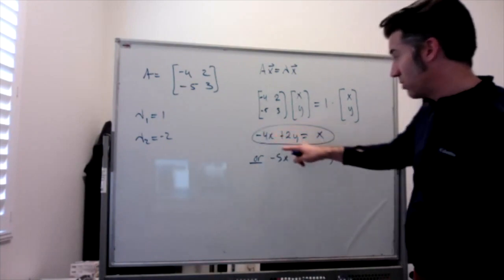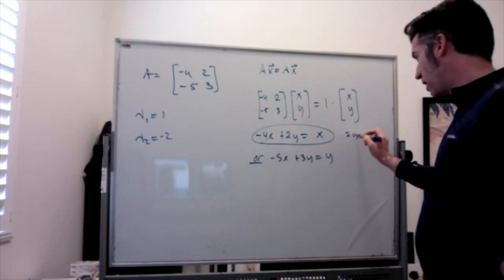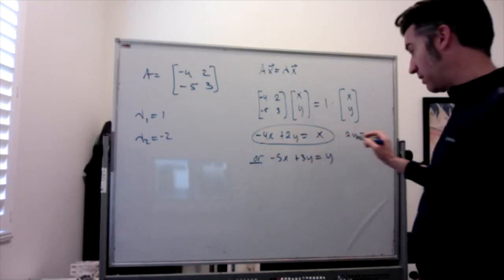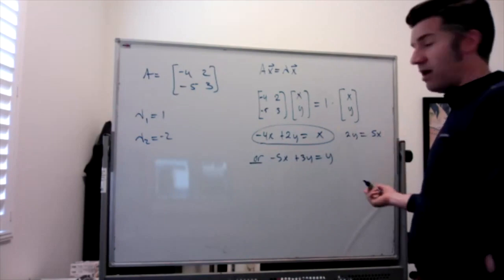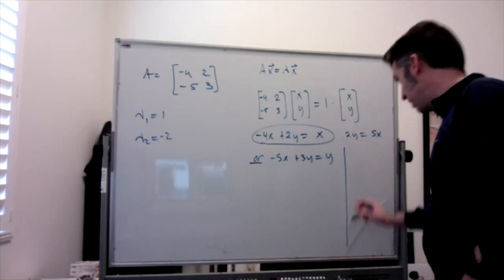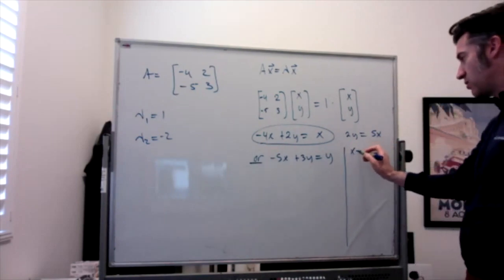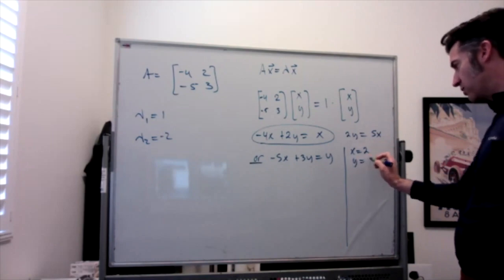So if I solve this one, if I add 4x, I'm going to get 2y equal to 5x. Then for my eigenvector, I'm going to set x equal to 2 and y equal to 5.